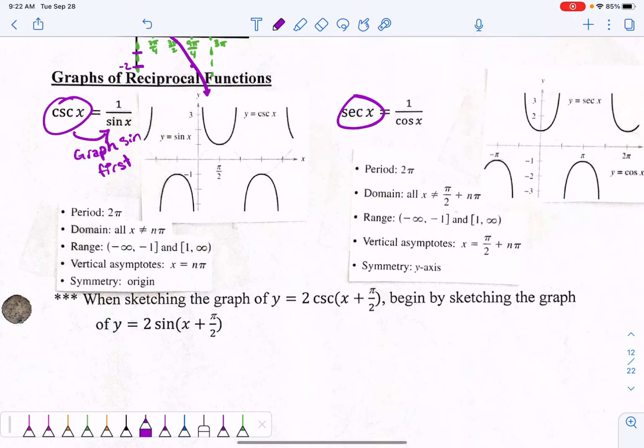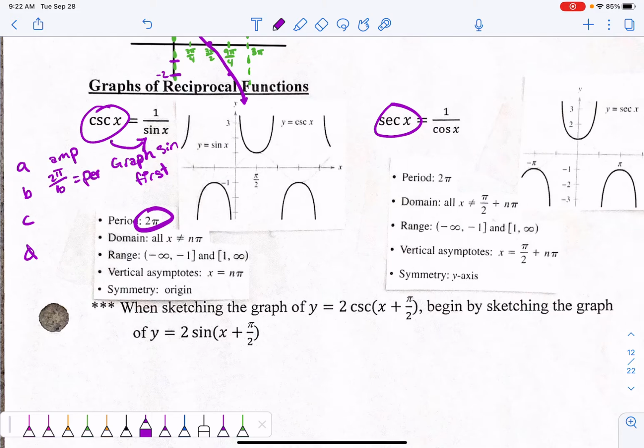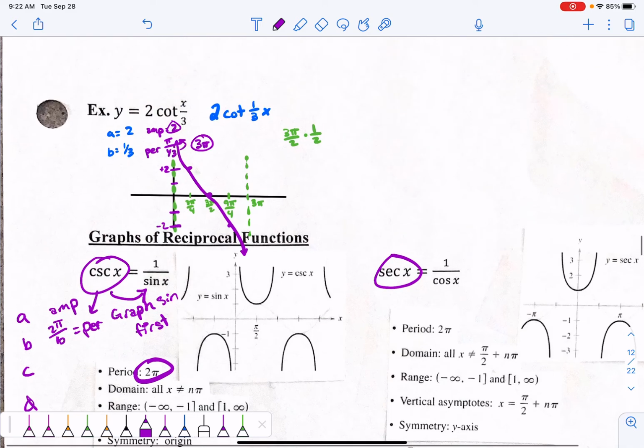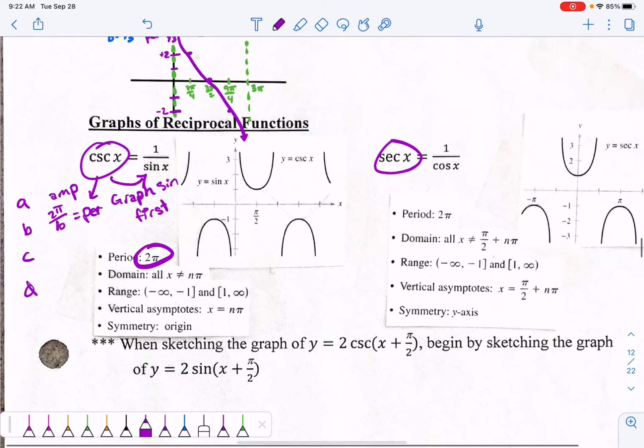And all of the normal qualities of sine apply, like the period is 2 pi, so when you do your A, B, C, and D, you will do exactly the same. A is the amplitude, and 2 pi over B tells me the period, the same as it was in sine. So to find the period of cosecant, you'll use the same formula as you did for sine. Whereas for cotangent and tangent, to find the period, you would just do pi over B. Well, we're back to 2 pi over B now.